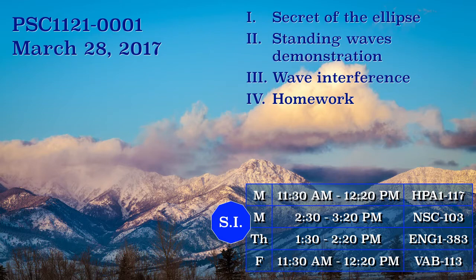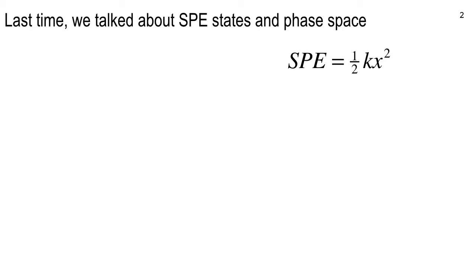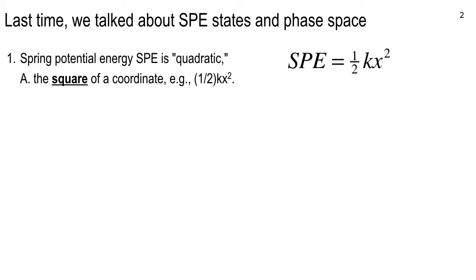Because last time we talked about potential energy states and the phase space representation of a simple oscillating system, the pendulum. One of the things that I want to remind you of and reinforce is that anytime you see a potential energy that's quadratic in the coordinate, that means the square of the coordinate, like 1/2 kx squared, you're going to have some kind of an oscillating system. In other words, along that coordinate that's squared, in this case the x-axis, you're going to get oscillation back and forth, left and right along the axis.